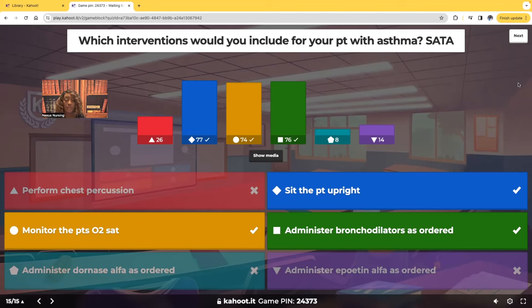And last, 14 people chose administer Epoetin alfa as ordered. Epoetin alfa, that's a medication that we would give for a patient with, oh my gosh, on the live, someone typed anemia. Thank you. Anemia, right? So this medication helps erythropoiesis. So the patient makes more RBCs, because remember, RBCs carry hemoglobin. Hemoglobin carries oxygen. So that would be for a patient that's anemic.